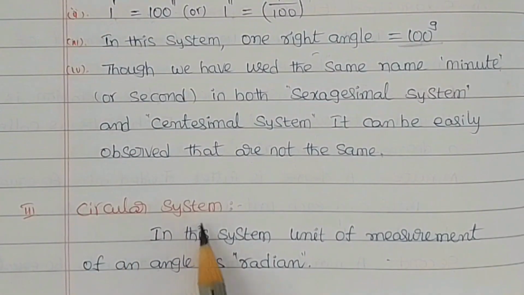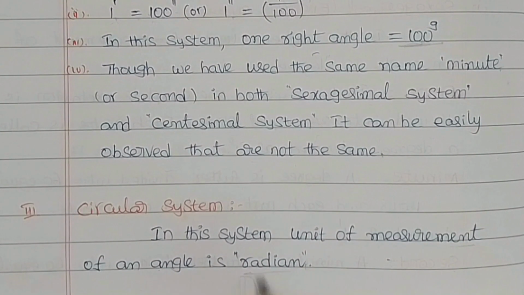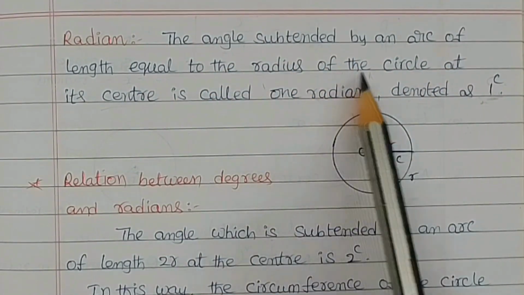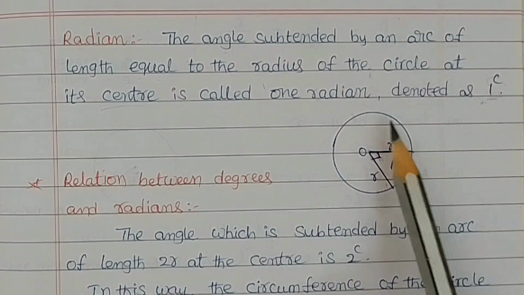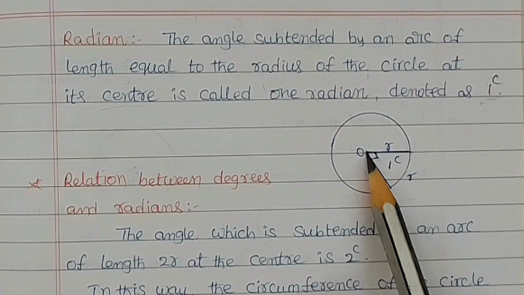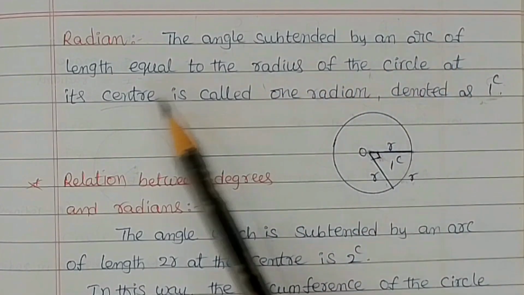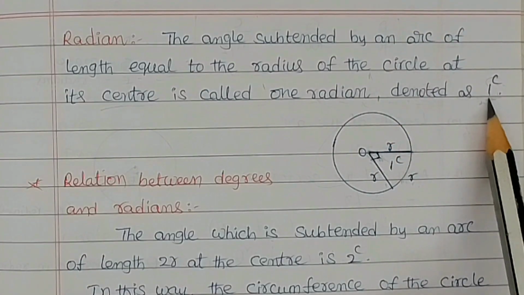The third one is the circular system, or radians. In this system, the unit of measurement of an angle is the radian. The angle subtended at the center of a circle by an arc whose length is equal to the radius of the circle is called 1 radian, denoted as 1 radian.